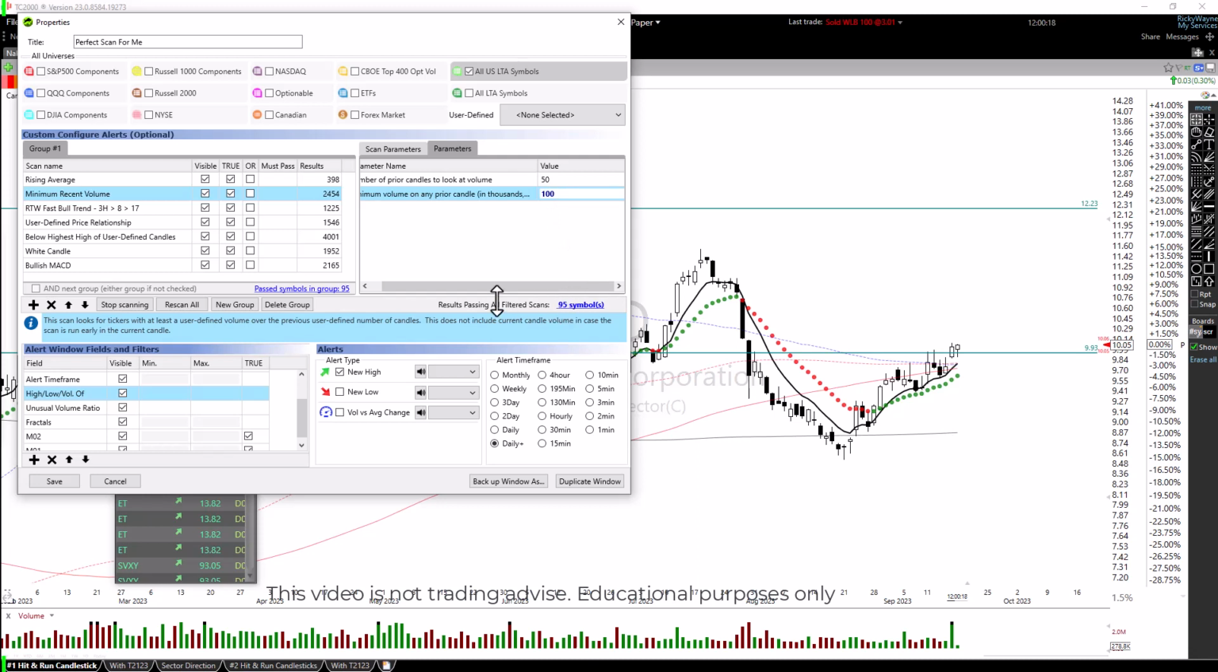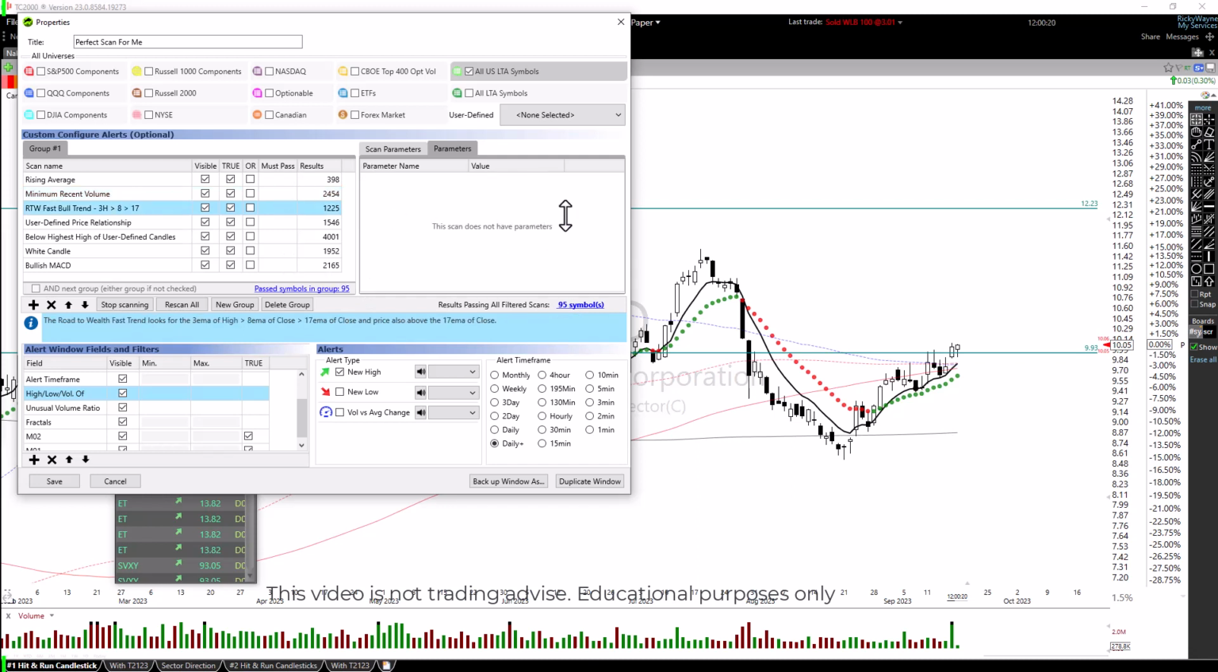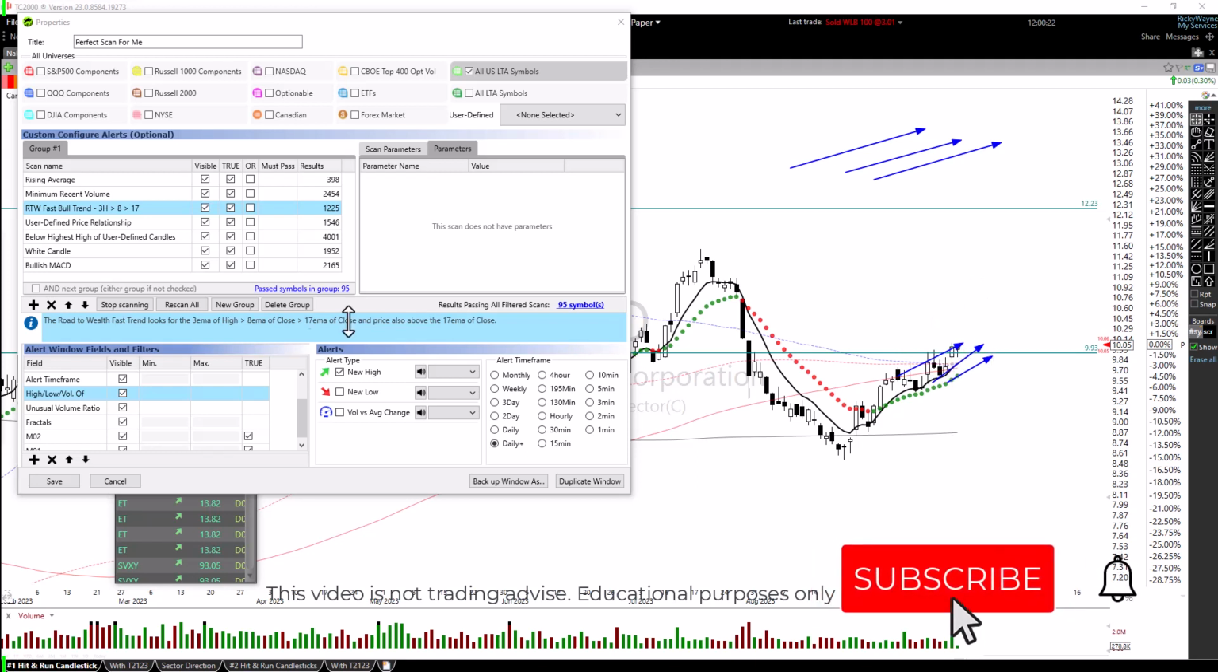Okay. This here is simply the 3 above the 8 above the 17. That's all it is. The 3 period moving average is up here, there's the 8 and there's the 17. All right, piece of cake.